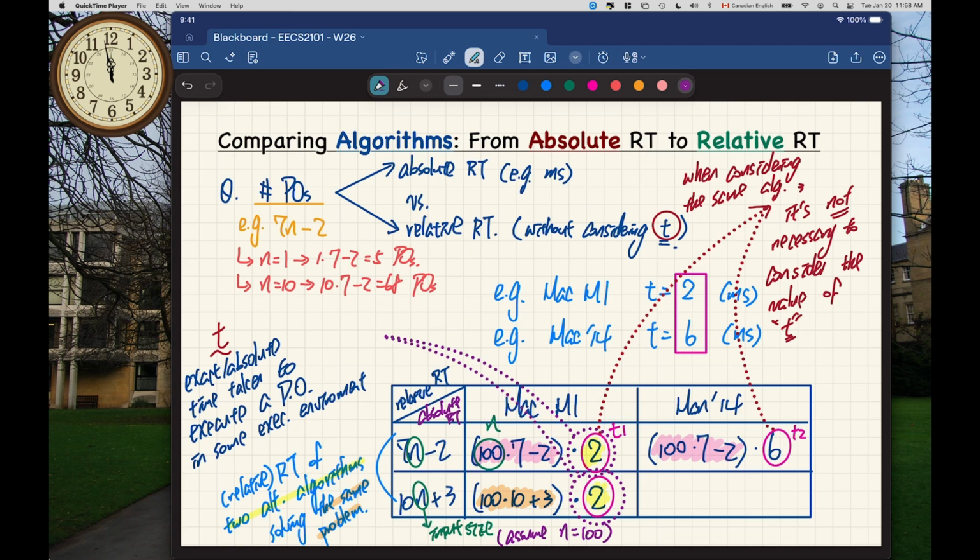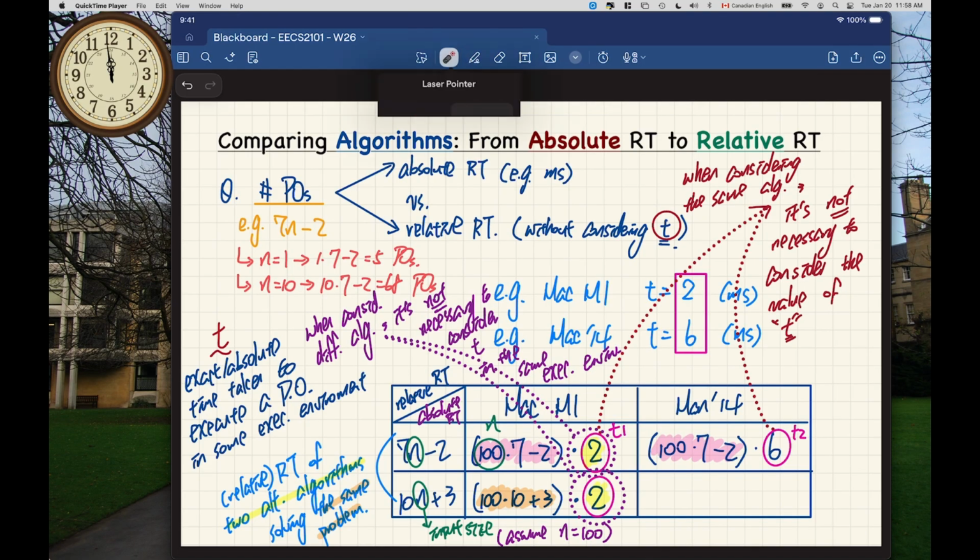The second point is, when considering different algorithms, it's not necessary to consider t in the same execution environment. Because over here we can just focus on the relative running time.